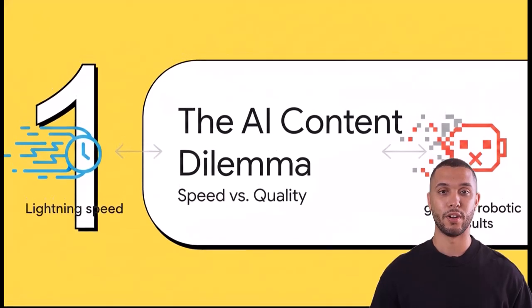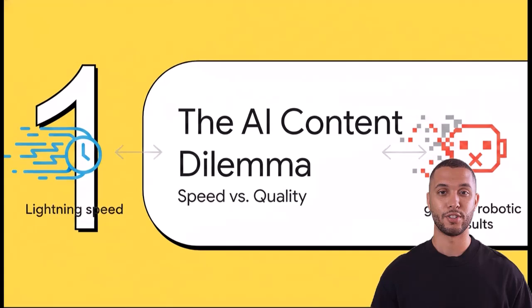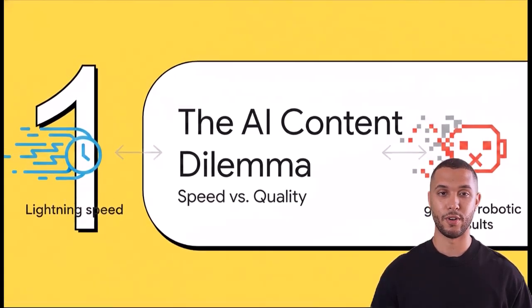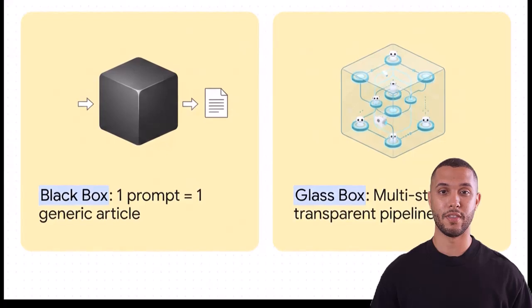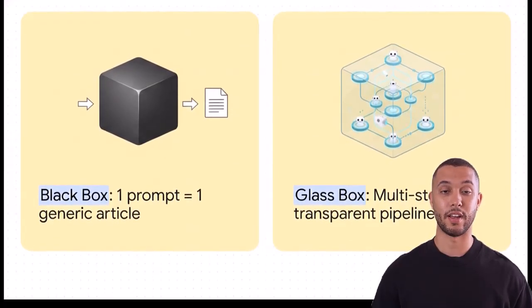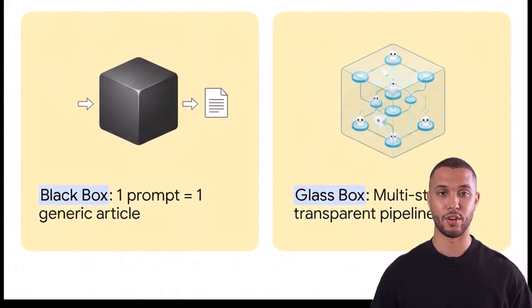Look, we all know the struggle here. Everyone absolutely loves the lightning speed of AI generation. But if we're being totally honest with ourselves, we kind of hate the generic vanilla results it usually spits out. Think about the standard way most people use AI. It's basically a black box, right? You type in one prompt, you cross your fingers, and out pops one generic article.